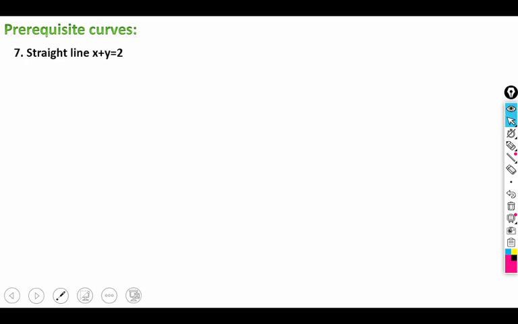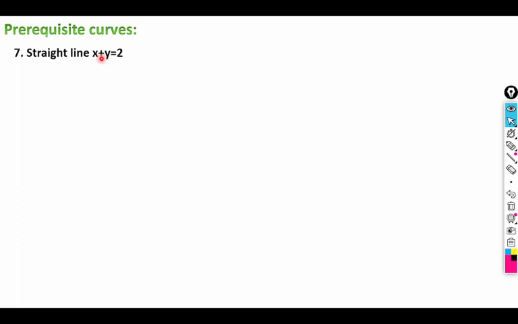Next, again a straight line, x plus y equal to 2. Now this is not a standard straight line like the earlier ones. Whenever we have to draw some random straight line, before that you should identify that this is the equation of a straight line. Why is it a straight line? Because it is a linear equation in x and y. A linear equation in x and y represents a straight line.